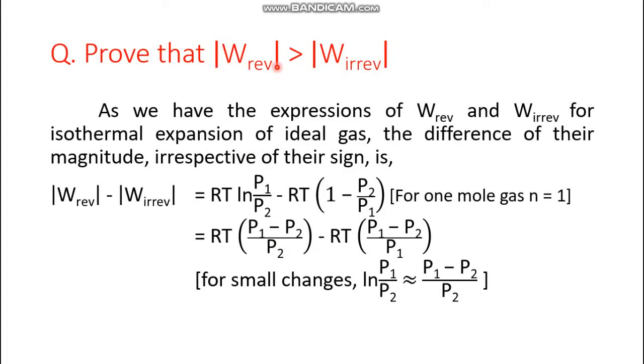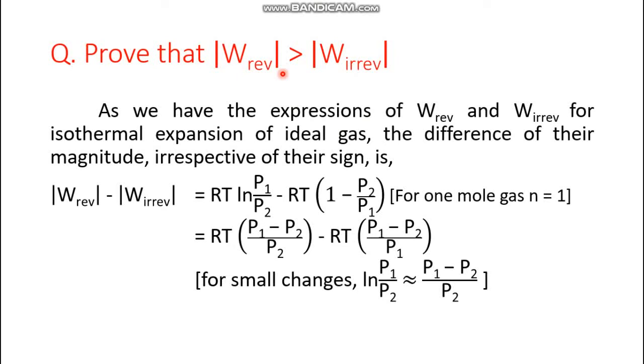Why this modulus sign? Because suppose this system is doing minus 3 joule of work and this system is doing minus 2 joule of work. So which one is greater? Mathematically minus 2 is greater than minus 3, but you can understand easily that minus 3 joule of work means it is doing more work, and minus 2 joule of work means it is doing less work, but mathematically it's not being supported. That is why we are putting the modulus sign here in order to cancel the sign terms. Okay, so that is why the modulus term.